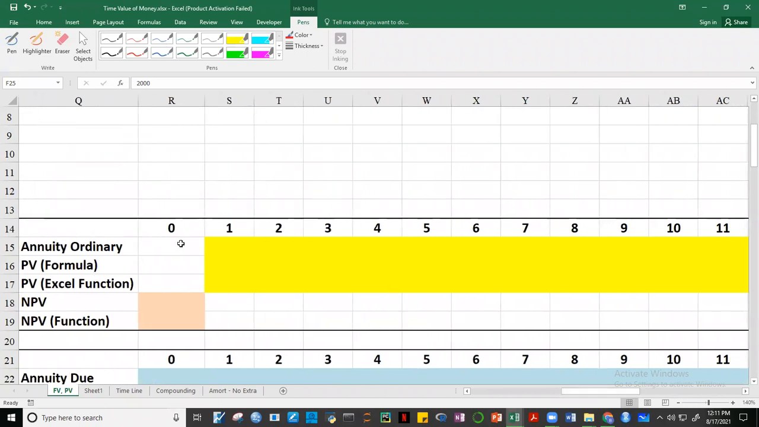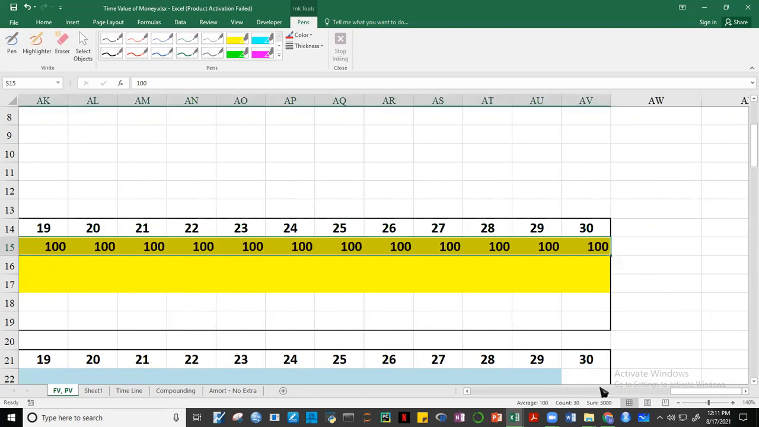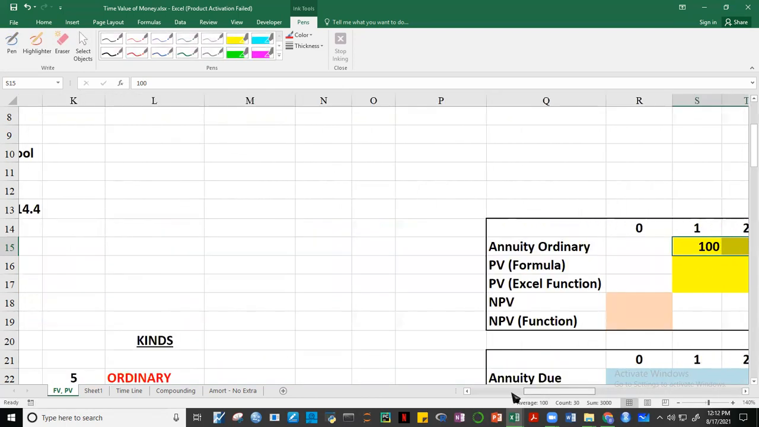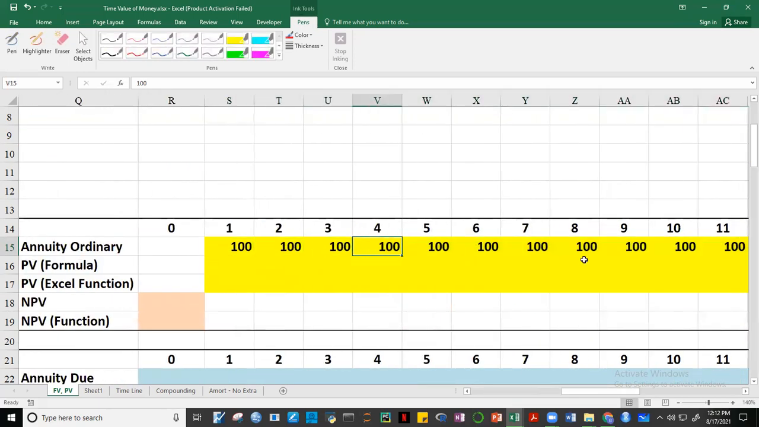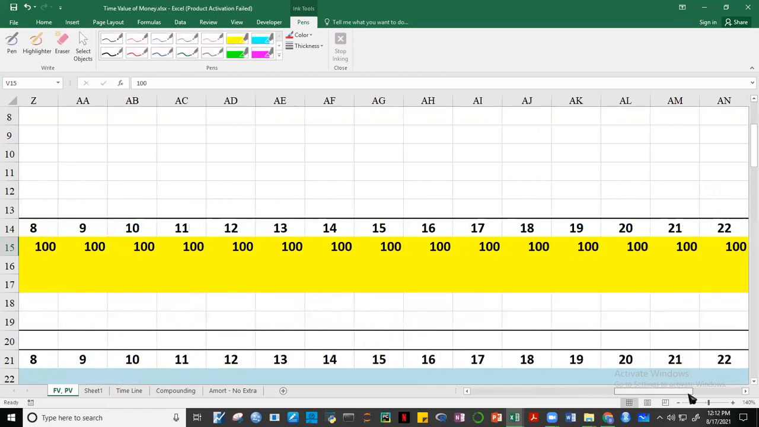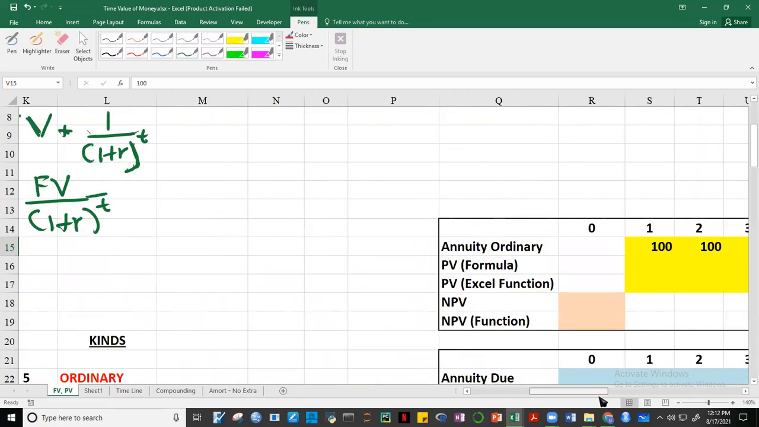So let's have an annuity ordinary. So this is the transaction date, then the cash flow will start at the end of the period. So gawin na natin 100 para mas mabilis. 100 hanggang 30 years. Okay, 30 years, guys, 30 payments of 100. That is an annuity. Okay, so uniform dapat guys ha. Kung magkakaiba yan, hindi annuity yan. Kunyari 100, 200, 500, 400, 300. That is not an annuity. Okay? An annuity is a uniform, a constant stream of cash flows.